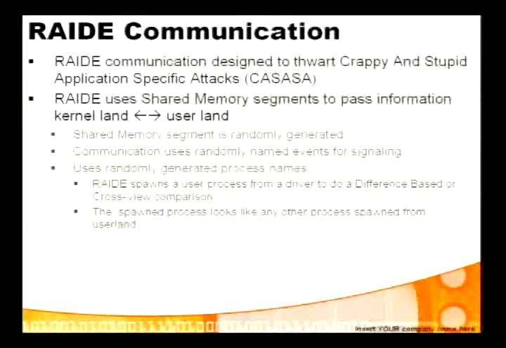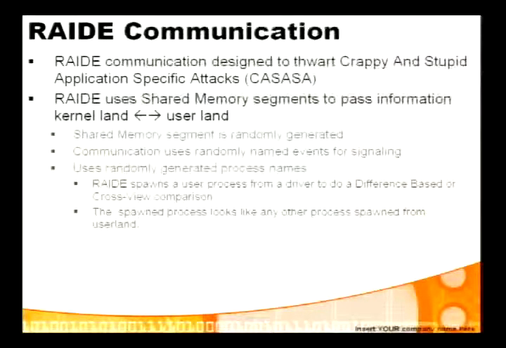What we do is we use a shared memory segment that's shared between the userland and kernel. The shared memory segment has a random name, so it changes every time RAID is run, so they can't predict the name. And we use it to pass information back and forth, just like an IOCTL. I can send a command, I can receive a request back, and I have my buffer filled out, just like IOCTLs, but without the potential vulnerabilities of IOCTLs. We're also going to use randomly named events to signal back and forth between user and kernel. And finally, we'll talk about this further in the difference-based or cross-view comparison for process detection.